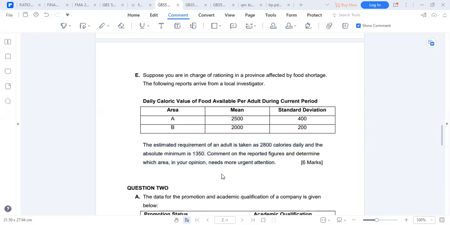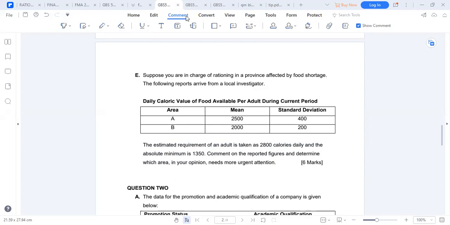So we have been told that the estimated requirement of an adult is taken as 2,500 calories daily and the minimum absolute is 1350. Comment on the figures that we have. Okay, so here firstly, we need to know how to calculate what is called the coefficient of variation.